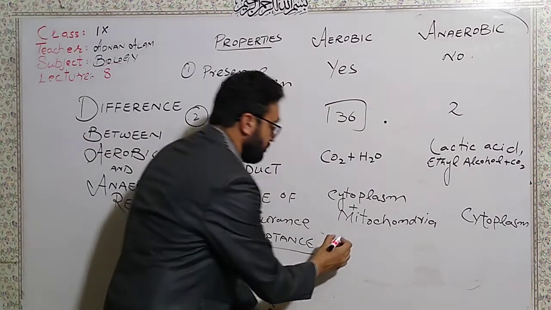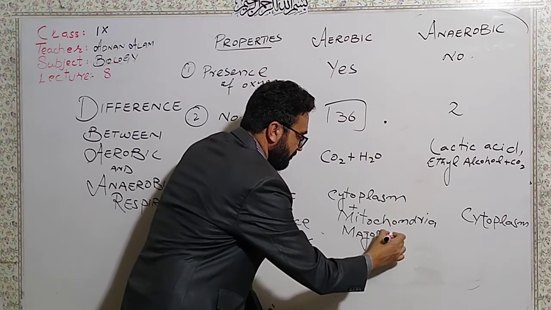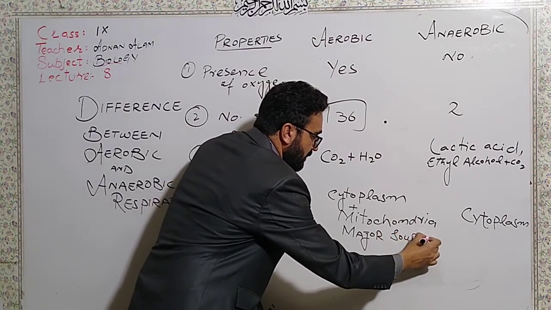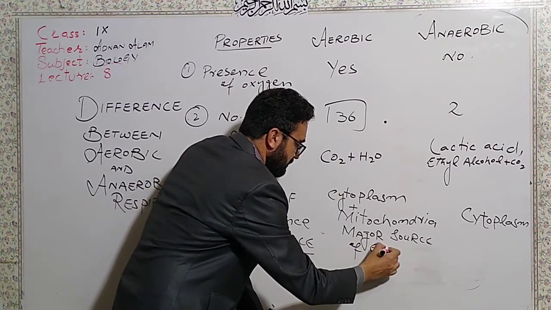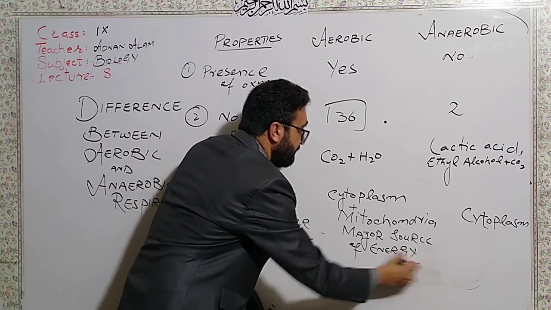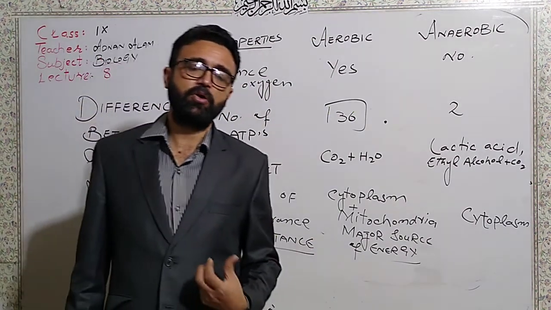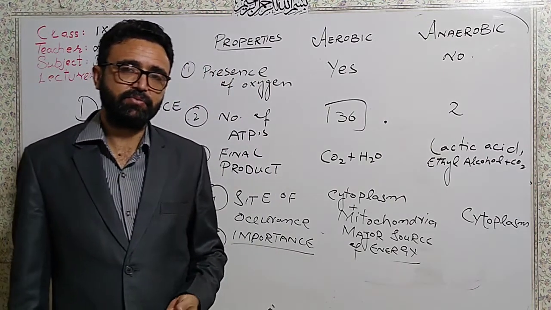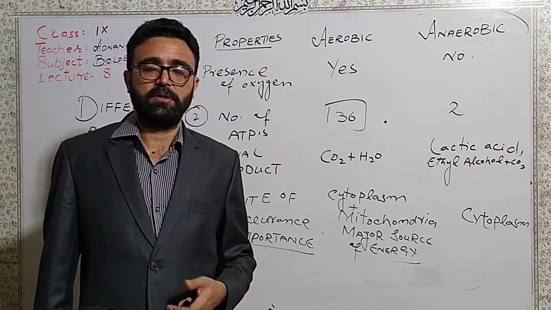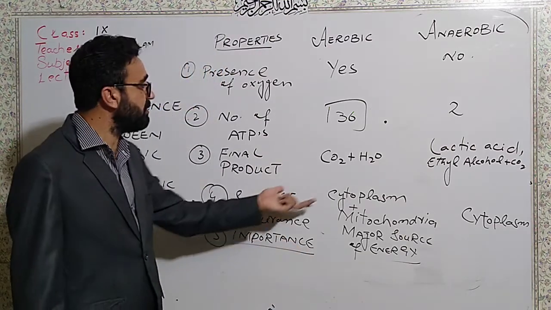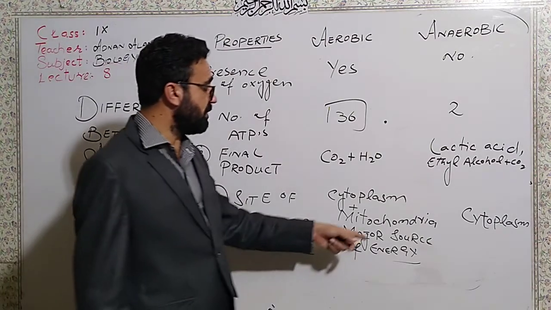Aerobic respiration is a major source of energy for all living organisms. It is called a vital process. A vital process is that process in living organisms without which life is not possible. So life is not possible without respiration. So it's a major source of energy.